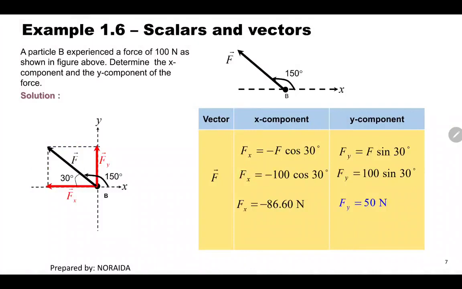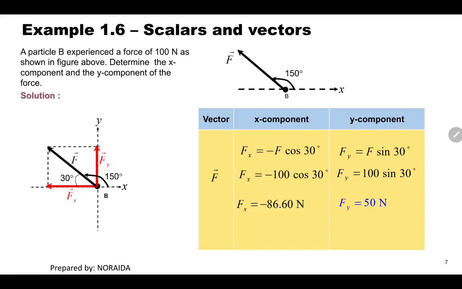For example 1.6, a particle B experienced a force of 100 Newton as shown in figure above. Determine the X component and the Y component of the force. First of all, we must find the smallest angle, 30 degrees. Then we use that angle to calculate x component and y component.